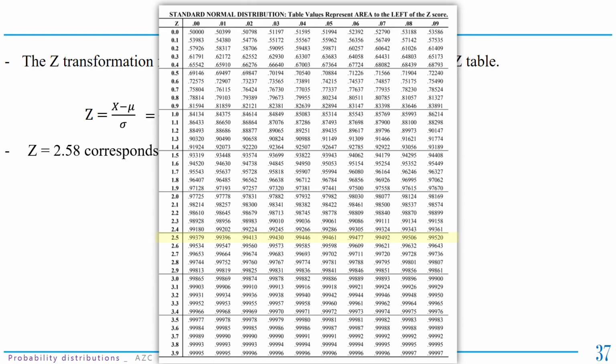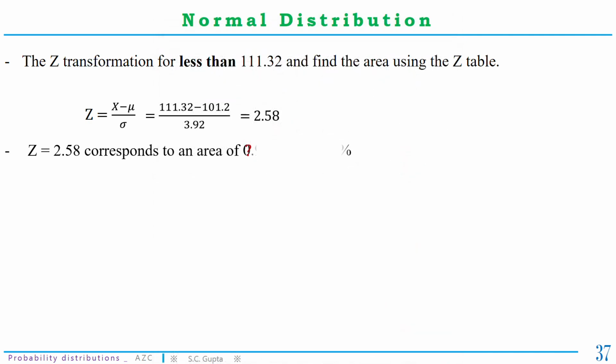Select row of 2.5 and column of 0.08. So, answer we get is 0.995. For Z value 2.58 corresponds to an area of 0.995, that is 99.5%.